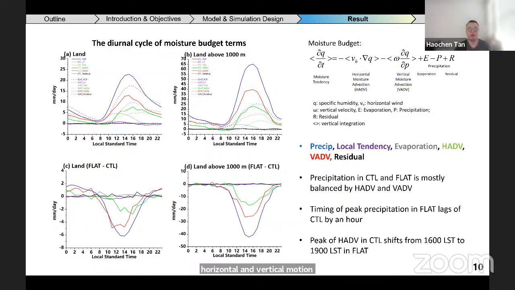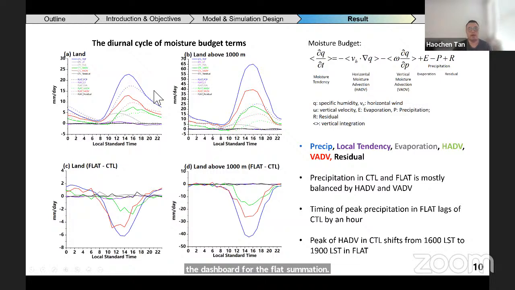The panels here are the diurnal cycle of moisture budget terms. The top panels are for all land area, and the right panel is for the land above 1,000 meters. The solid lines in the top panels are for the terms in the moisture budget for the control simulation, and the dashed lines for the flat simulation. The bottom panels are for the differences.